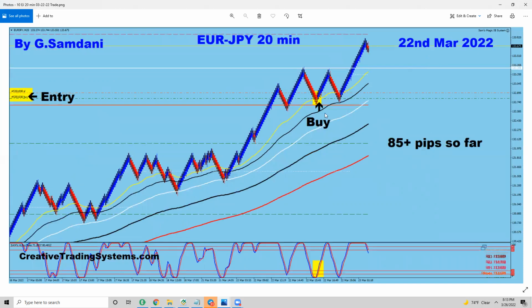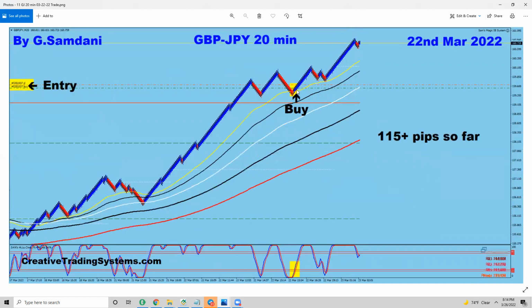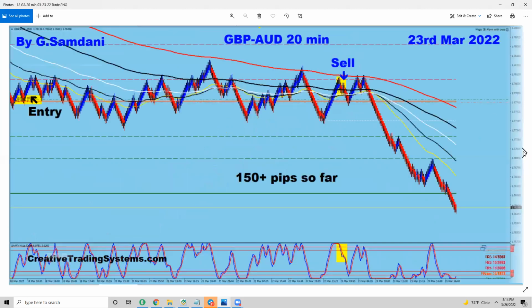And on the 22nd, I had an entry in Euro yen. Everything yen went up big time. So all you've got to see is long in yen pairs. So the Euro yen entry was here for 85 pip on the 22nd. And then you can see pound yen entry, gone 115 pip on the 22nd.